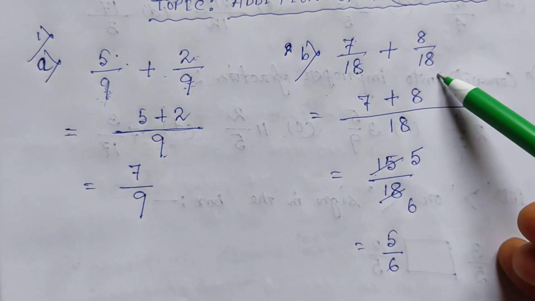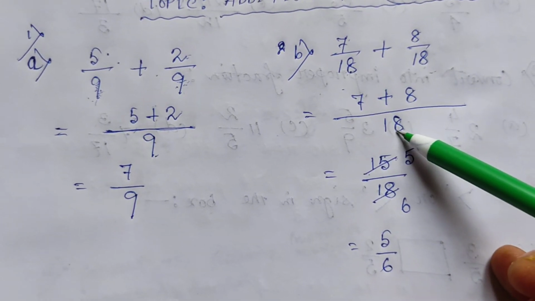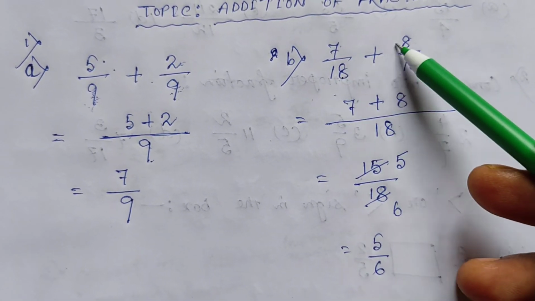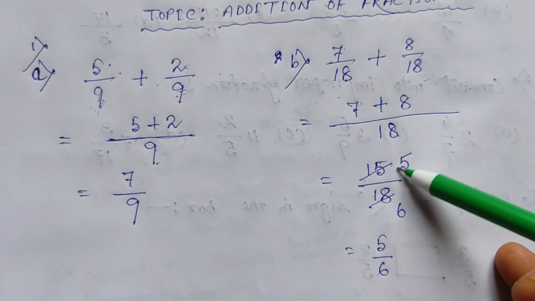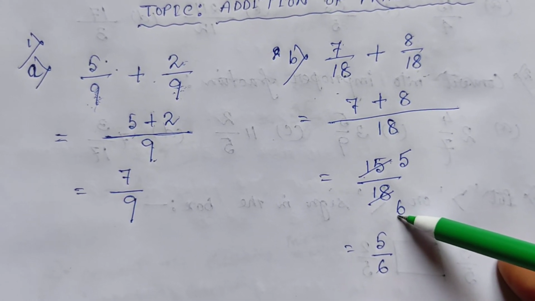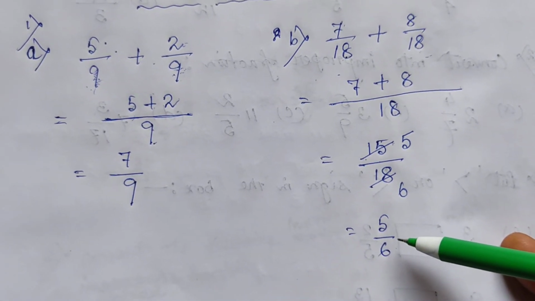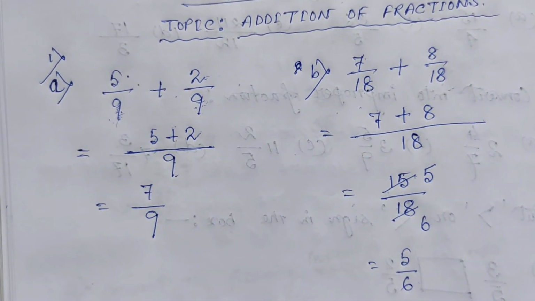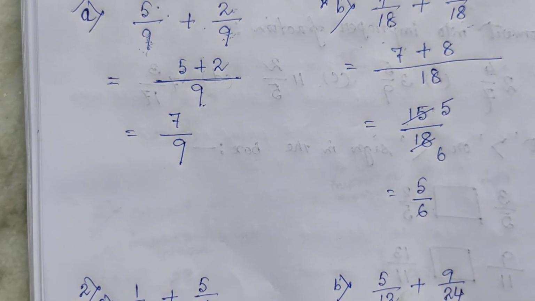So here 7 by 18 plus 8 by 18, the denominator will be 18, that is the LCM of the denominators, and the numerator will be 7 plus 8, so 15 by 18. So now cancel by 3, 3 5s are 15, 3 6s are 18. So the answer will be 5 by 6, and this is the least form or simplest form. So in this way we can add two or more like fractions.